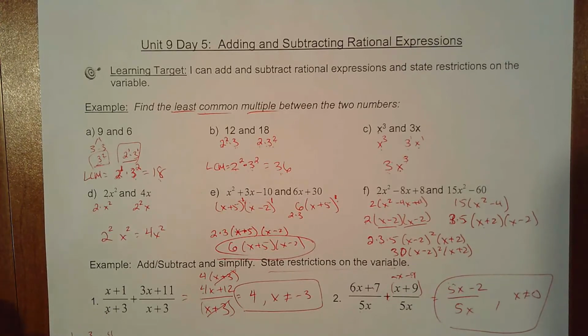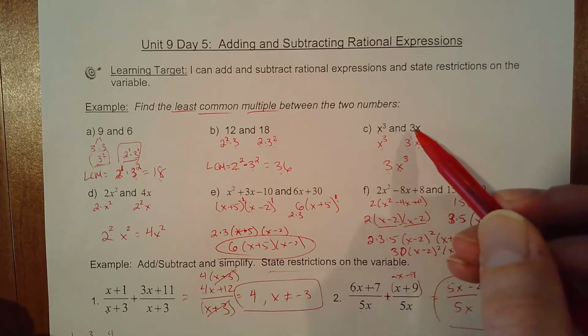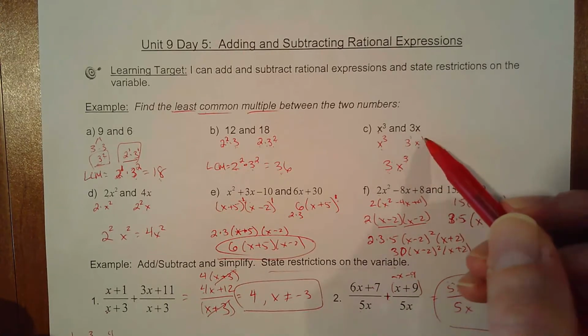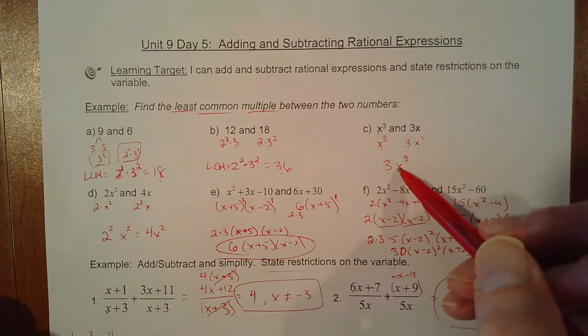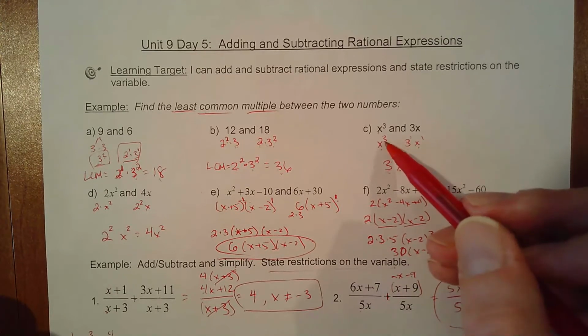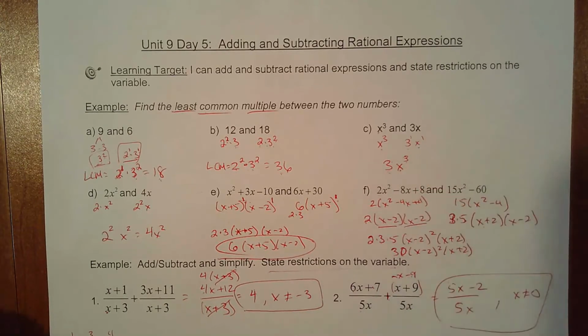As we get into letters, it gets a little more difficult. So x cubed would just be x cubed. 3x would be 3 to the first, x to the first. So I see 3 and I see x. Those are my bases. The highest powers are 1 and 3, because x has a power of 3 here and 3 has a power of 1 there. So 3x cubed would be the least common multiple.